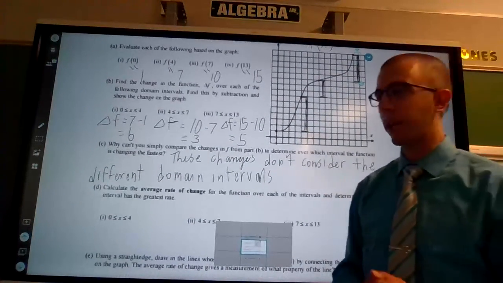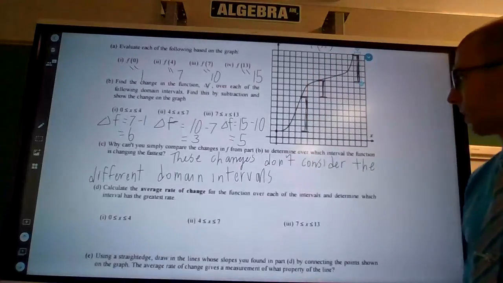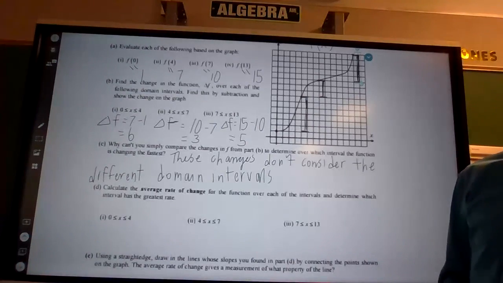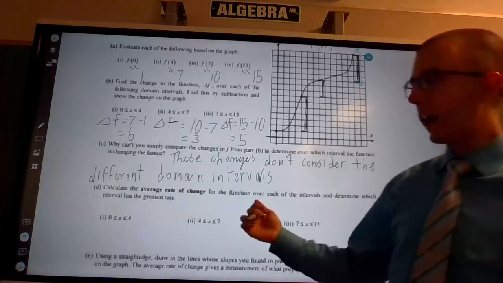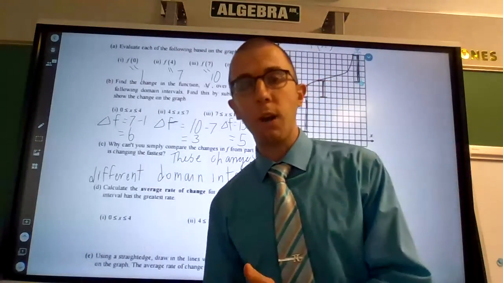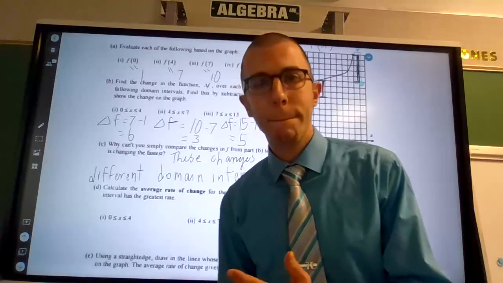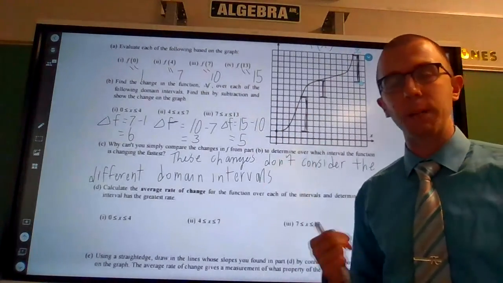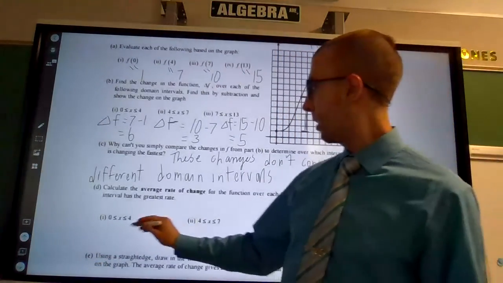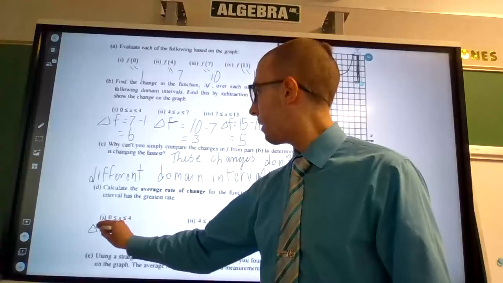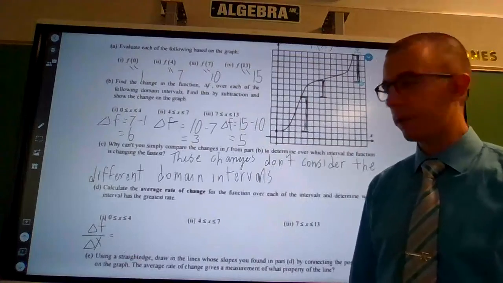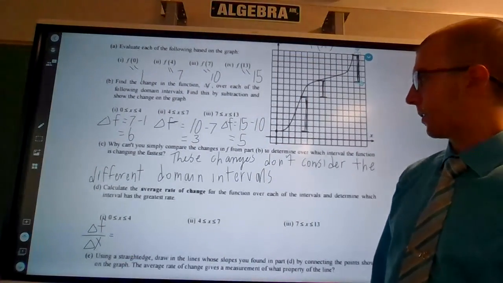All right, so now we get to actually calculating the average rate of change for the function over each of the intervals and determine which interval has the greatest rate. So to find the average rate of change, like I mentioned, if we're talking miles per hour, we have one variable divided by the other. The number of miles you go divided by how many hours you were driving. So we use the change in f, the change in the function, over the change in x.